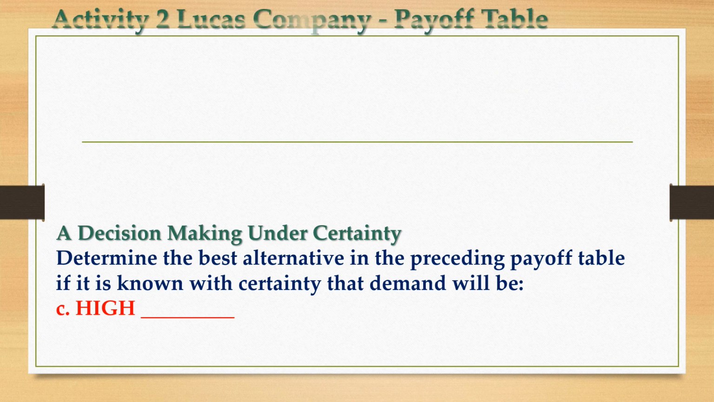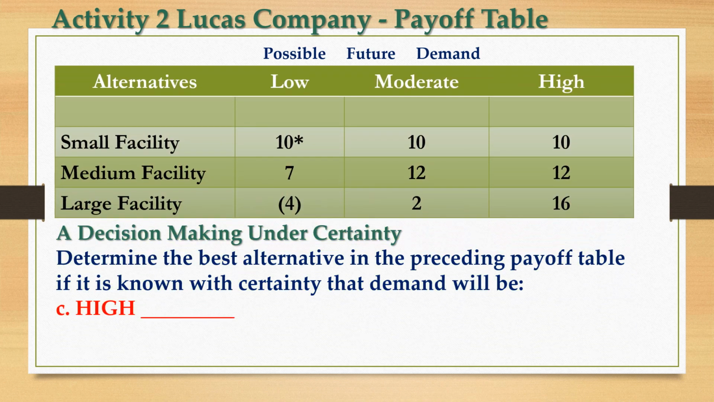Now let's move on to letter C of requirement letter A. We are certain that demand will become high. So do not look at the low, do not look at the moderate column. So just look at the high column. We're looking at the high column because under letter C, we are required to determine the best alternative if it is known with certainty that demand will be high. So you disregard low, you disregard moderate because you are certain that demand will become high.